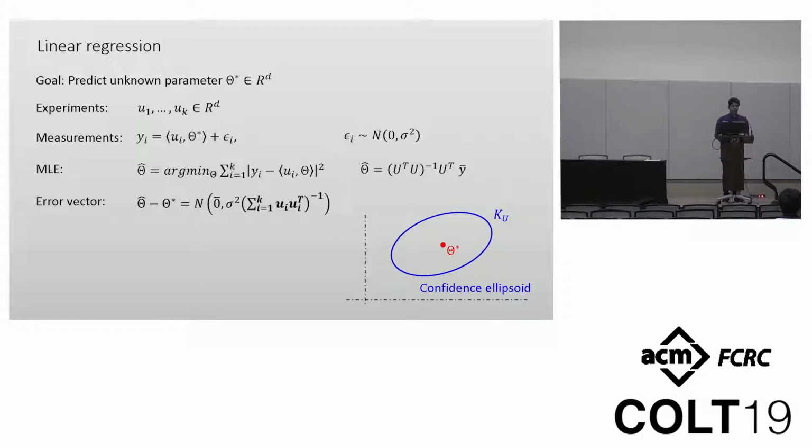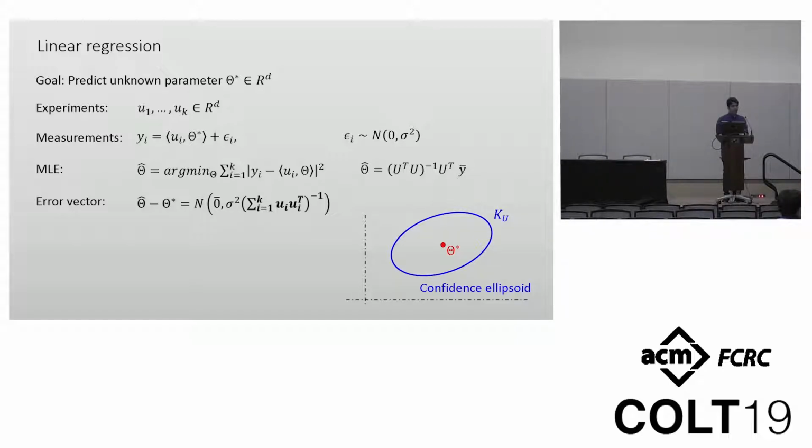Now suppose once we have these observations, we do the maximum likelihood estimate, which is the same as the least squares error estimate in this case. That turns out to have a nice closed form expression. And if you look at the error vector, because the original noise was Gaussian, the error vector turns out to be a multidimensional Gaussian with mean 0 and covariance matrix, which depends on the set of experiments we have.